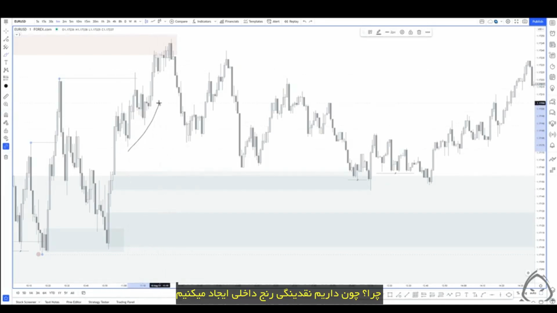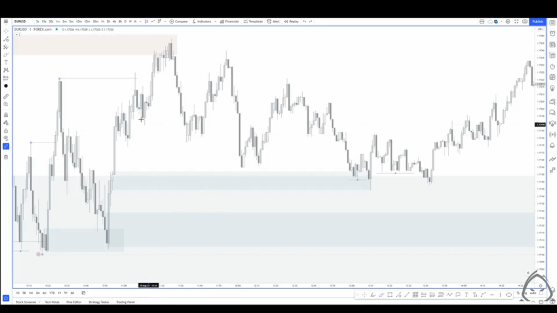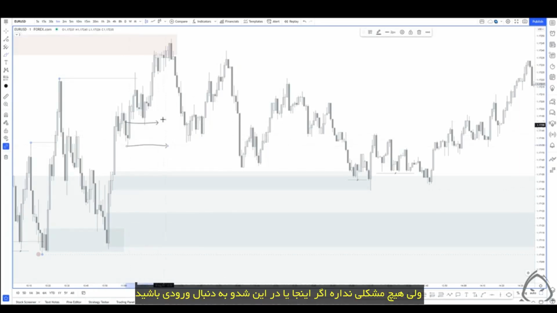Now we have this point of interest that breaks structure, sweeps a little bit of liquidity. We have a mitigation of that zone, but ultimately this does not hold. Why? Because we're creating internal range liquidity. So we'd be starting to look for different points on a lower basis to look for entries, but there'd be nothing wrong with looking for an entry here and looking for an entry on this wick.